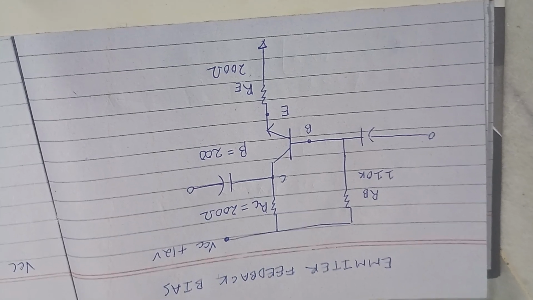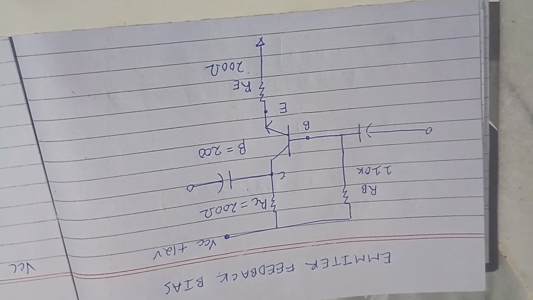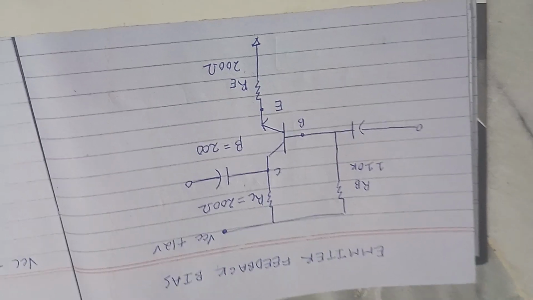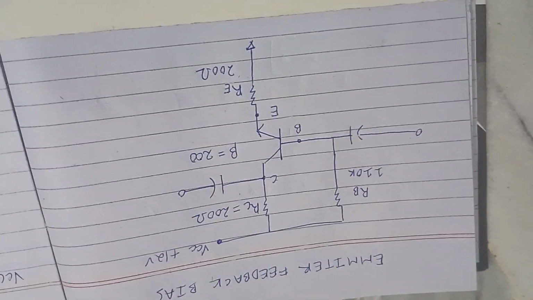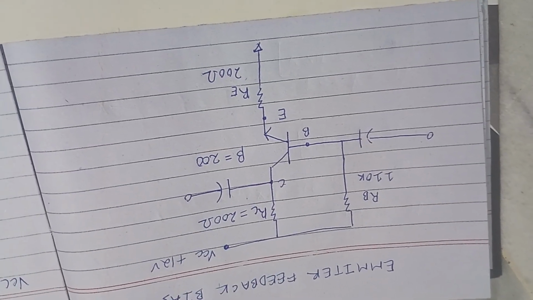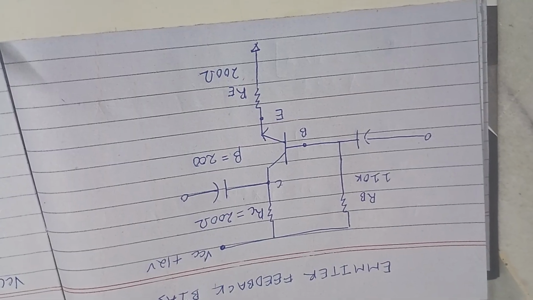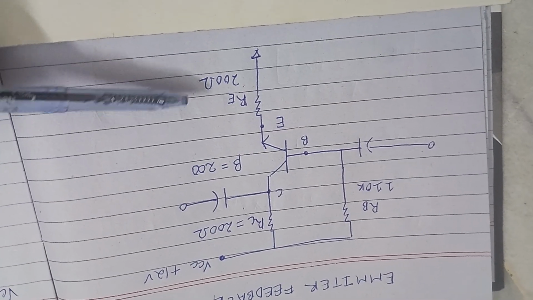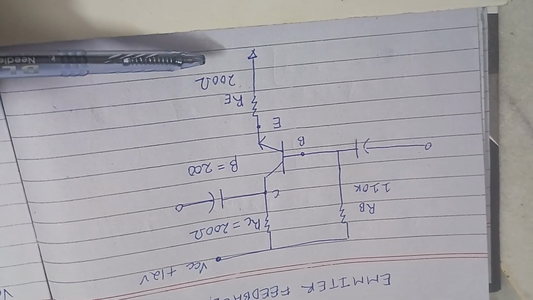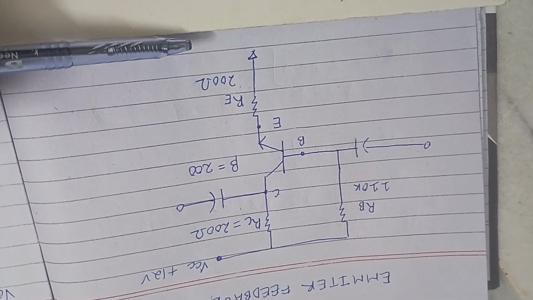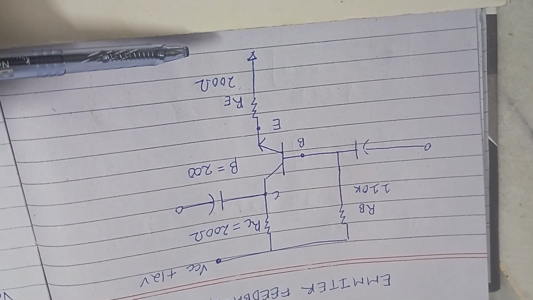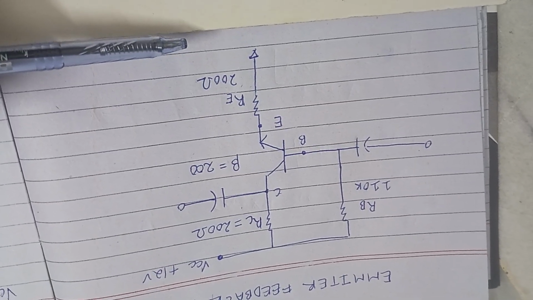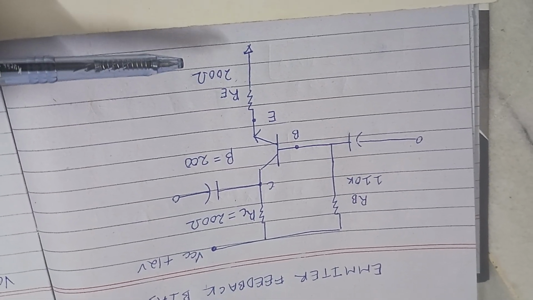Hey guys, in this video I'm going to teach you about what emitter feedback bias circuits are. Basically they are base bias circuits, but there's a slight difference, which is that we put an emitter resistor also. So why do we put an emitter resistor? It is basically for stability, right?